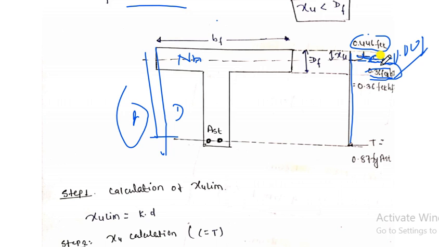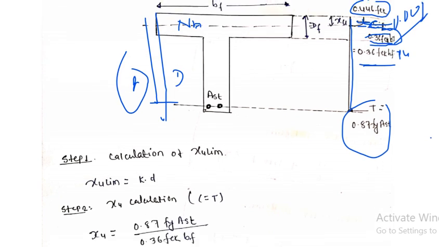We have already derived this. For this one, as it is flanged, we will take 0.36 fck bf into xu. This one is the compressive force in the topmost flange. And this one is for the tensile force, that is 0.87 fy Ast. This is very simple, as it completely depends on the rectangular sections, and we have already derived these.